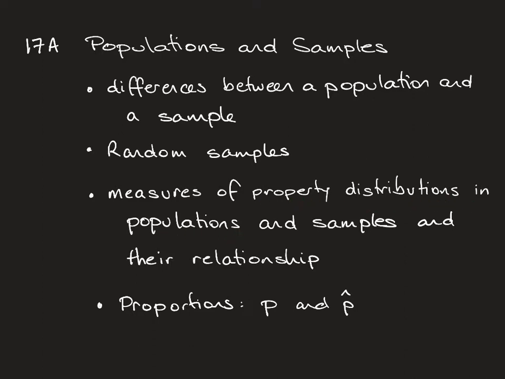So things like how many of the population have red hair, how many of the population wear orange coats. And we'll look at the distribution of those, what proportions or probabilities occur in populations and in samples taken from those populations, and the relationship between those measures in the sample to the measures in the population.